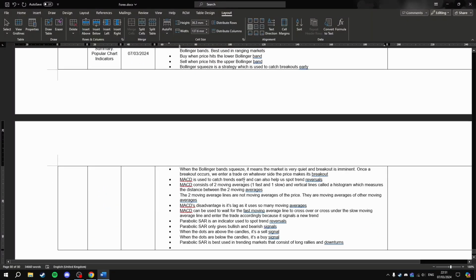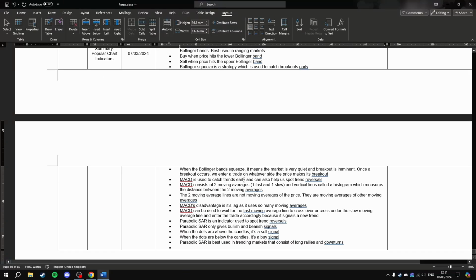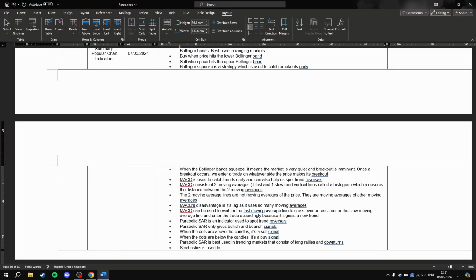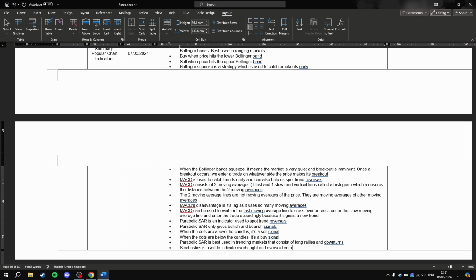Stochastic. Used to indicate overbought and oversold conditions. Stochastics is used to indicate overbought and oversold conditions.